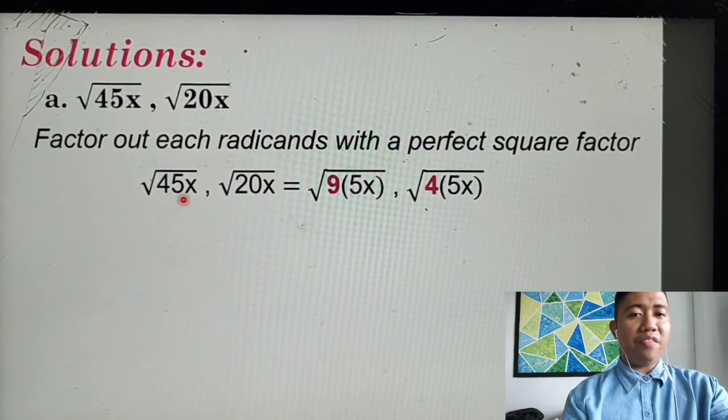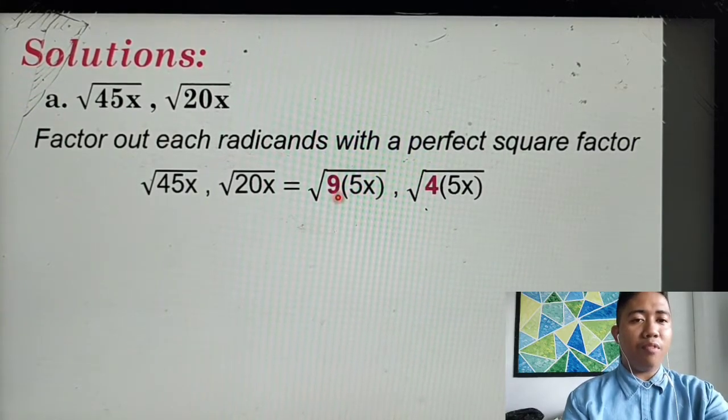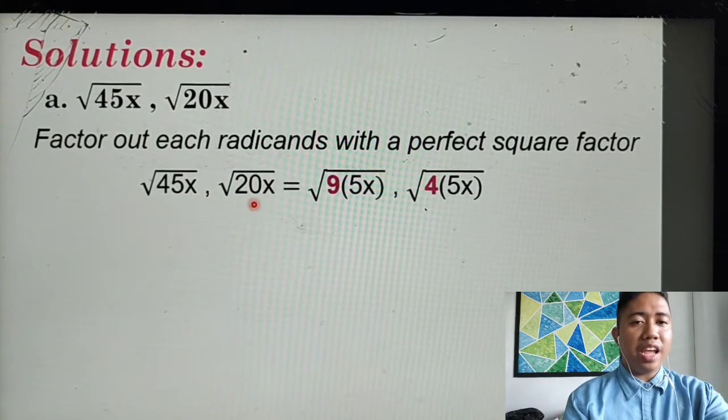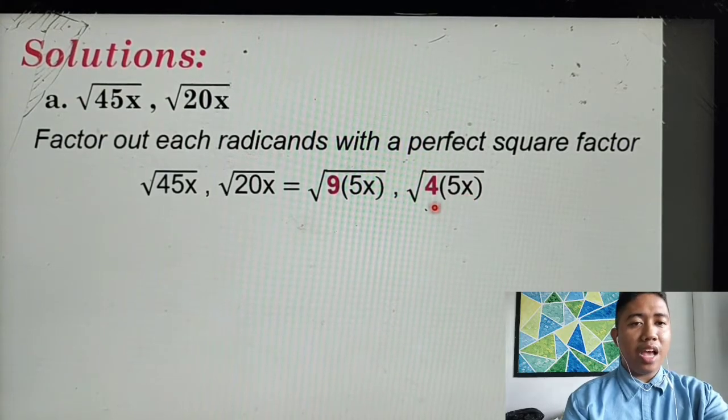So 45x becomes 9 times 5x. At least we have one perfect square factor. From 20x, we have 4 times 5x. Again, we have a perfect square factor, which is 4.